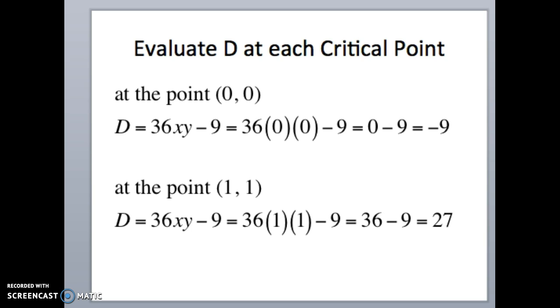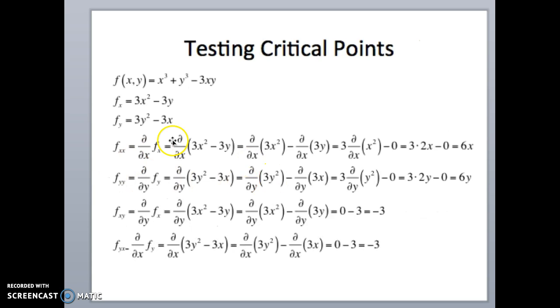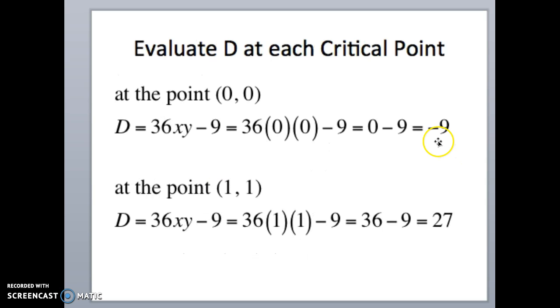That will result in different conclusions for what happens at each point. So what is our classification scheme? Depending on D and depending on fxx. Remember what fxx was? In our problem, fxx was 6x. We know that. And in our problem, we have these two D's: D is negative 9 and D is 27. Using D and using fxx, we can classify critical points as either mins or maxes or saddle points, or maybe conclude that the test doesn't work.